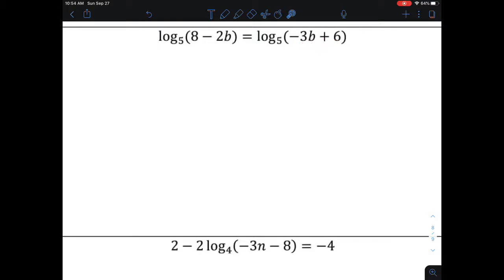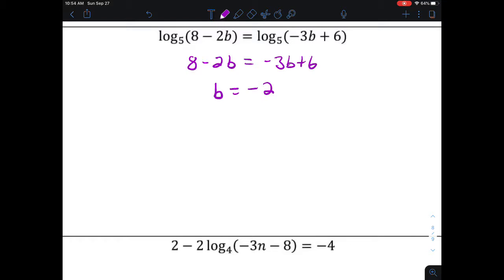Like we have solved some other problems before, we're going to use the same technique that we have done for rational functions and exponential functions, where if we have a function, in this case log base 5, applied to my entire left side, and I say that has to equal a log base 5 applied to the entire right-hand side, we can set the insides equal, and we can solve for the variable. So 8 minus 2b is equal to negative 3b plus 6. We'll get our b's on the same side, so that gives us b is equal to negative 2.